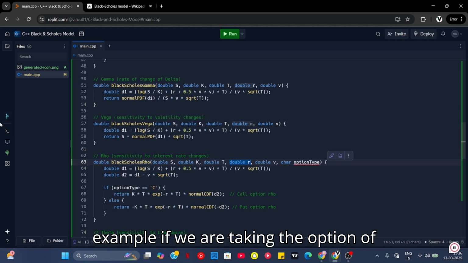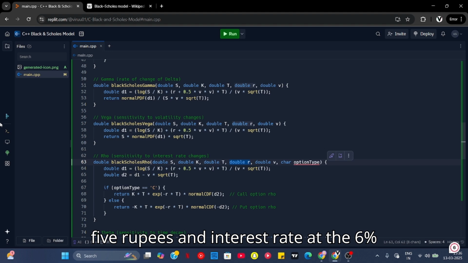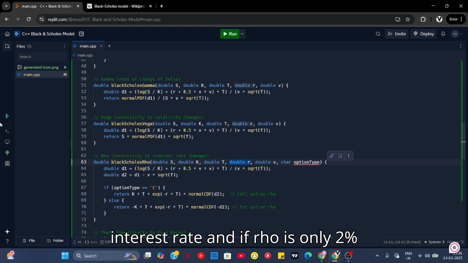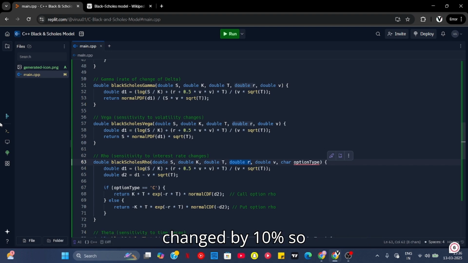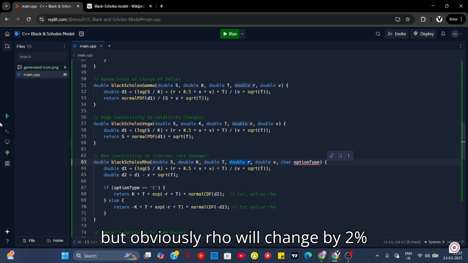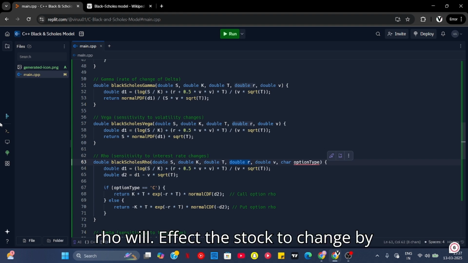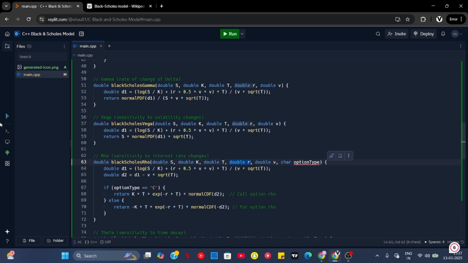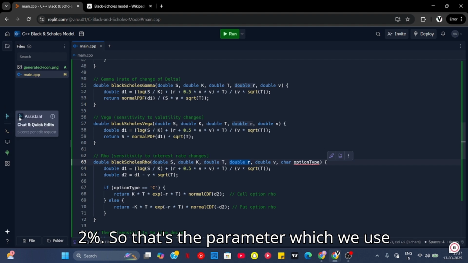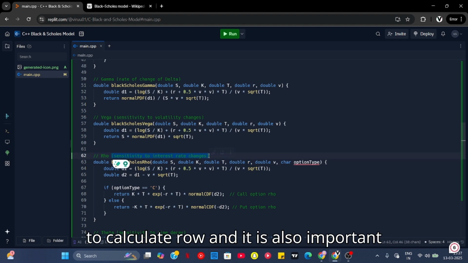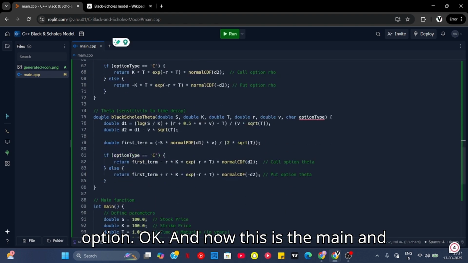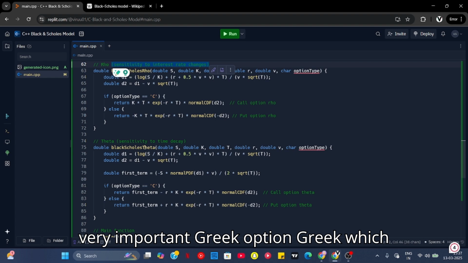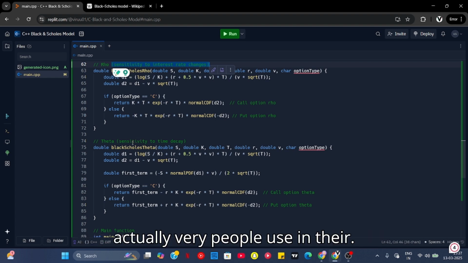For example, if we are taking an option of 5 rupees at a 6% interest rate, and rho is only 2%, and we get to know that the interest rate has changed by 10%, then obviously rho will change by 2%. Rho will affect the option to change by 2%. So that's the parameter we use to calculate rho, and it is also important, sometimes, to analyze a stock option.